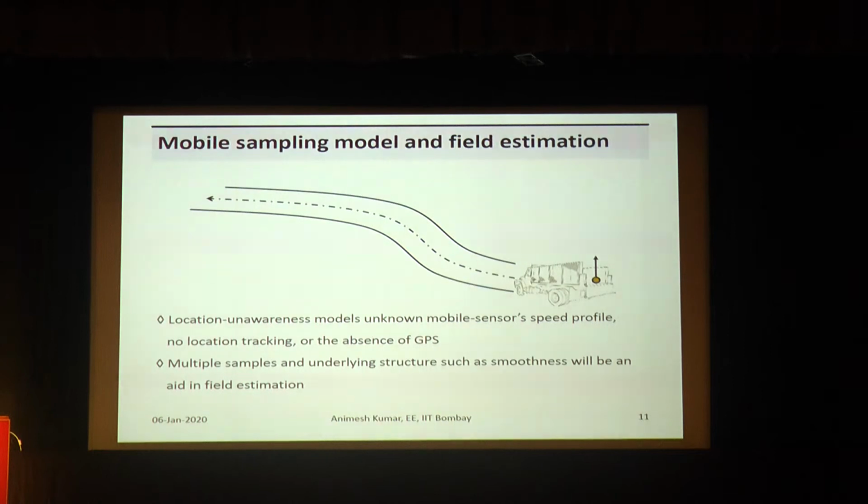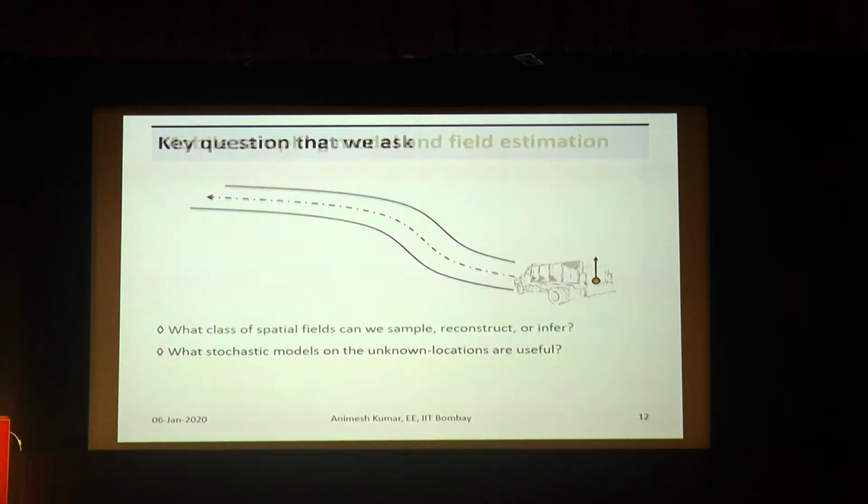All right. So once again, in summary, location unawareness models something like an unknown speed profile of a mobile sensor, or maybe we are not tracking its location because it's private, or the GPS is not present. And the hope is that if we take more samples, something like oversampling, and there is some sort of underlying structure, such as smoothness in the spatial field, then we may be able to estimate the field even when the sample locations are not exactly known. All right, so the key questions that we ask are as follows.